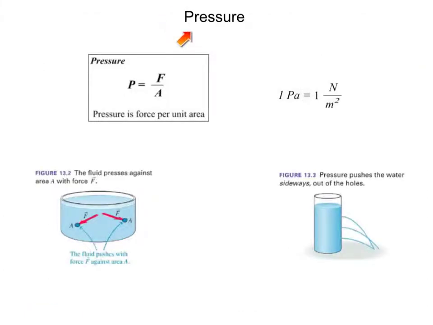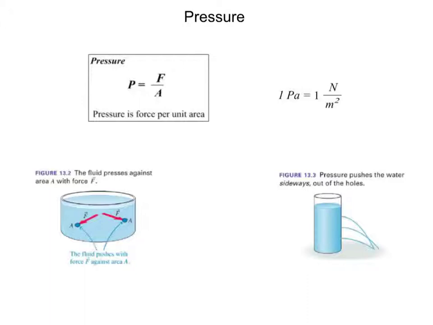So now let's move into talking about pressure. First of all, pressure is a scalar quantity. It does not have a direction. Mathematically, pressure is force per unit area. So we have a lot of units that we could use for pressure.